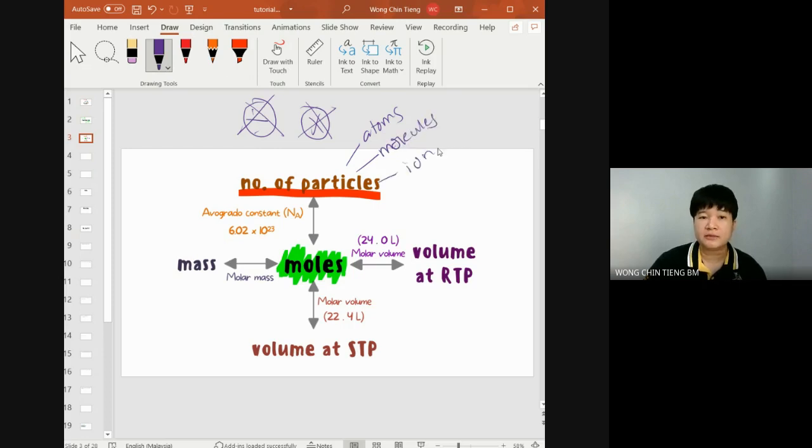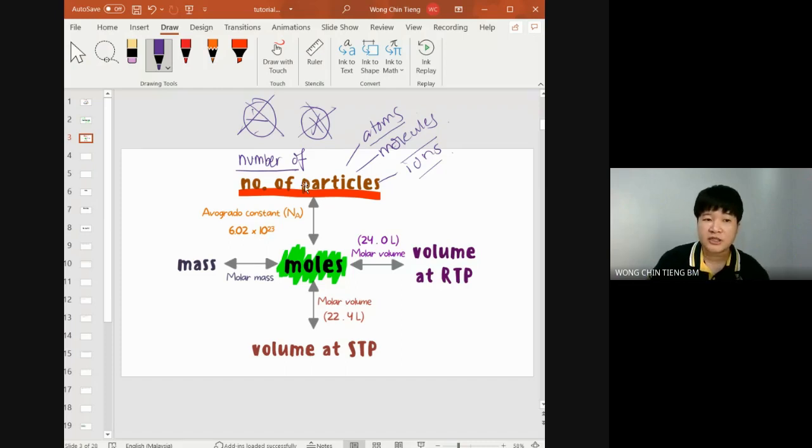We talked about atom, molecule, and ion in our previous video. Therefore, you should be extremely good at identifying what is meant by atom, molecule, and ion. Normally, when the question says number of particles, the question will have the word number of in front: number of atoms, number of molecules, number of ions. That is the difference. Pay attention to the keyword.